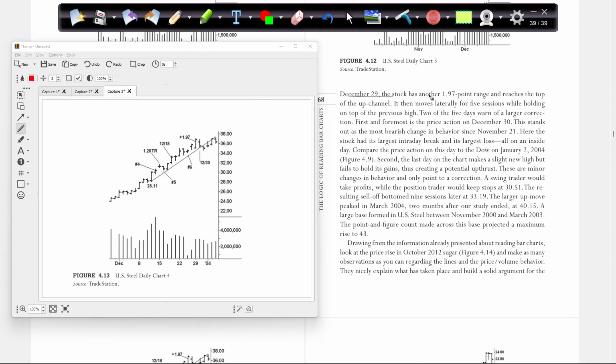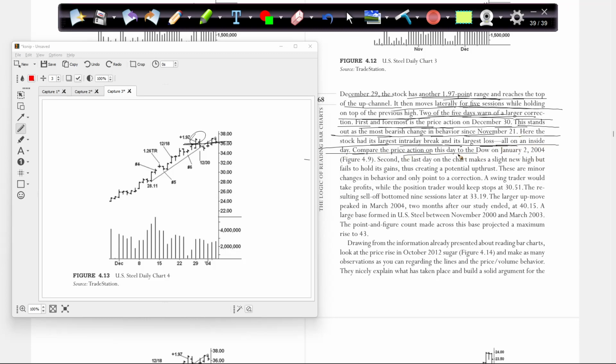On December 29, the stock has another 1.97 point range and reaches the top of the up channel. It moves laterally for 5 sessions while holding on top of the previous high. Two of the 5 days warn of a larger correction. First and foremost is the price action on December 30th. This stands out as the most bearish change in behavior since November 21st. Here the stock had its largest intraday break and its largest loss, all on an inside day.